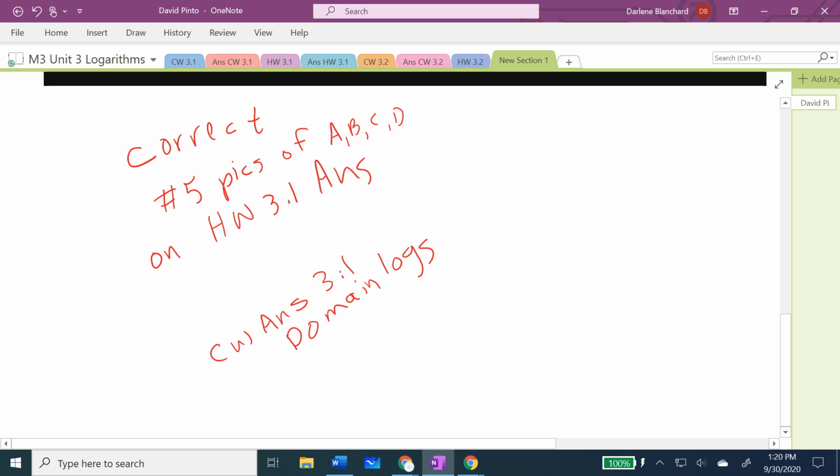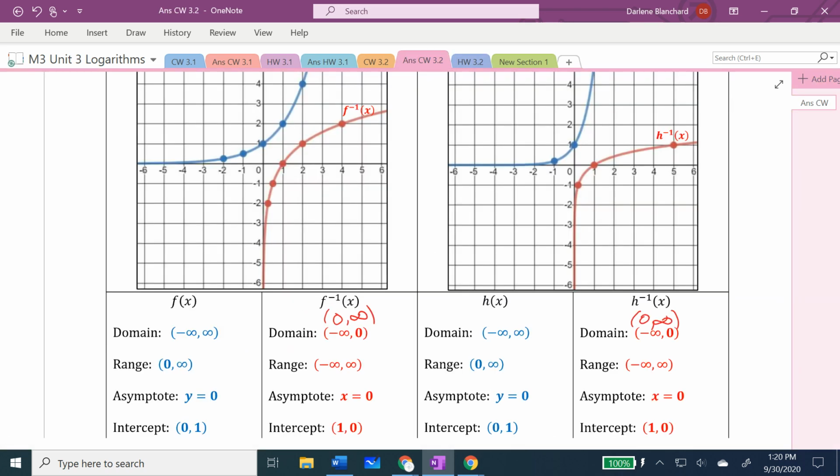And then where am I going? No, 3.2. Okay.